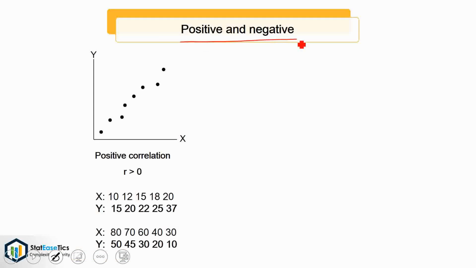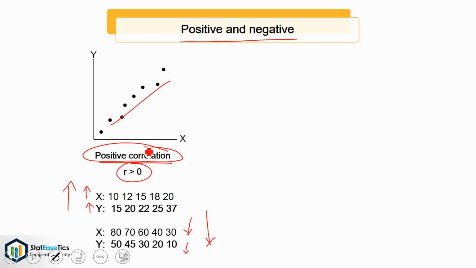Let's see positive and negative correlation. Here in the graph you can see that there is positive correlation and r is greater than 0. We can notice that here variable x is increasing and simultaneously variable y is also increasing. Whereas in the second example, variable x is decreasing and simultaneously variable y is also decreasing. Thus, if both the variables are either increasing or decreasing in the same direction, then it constitutes the example of positive correlation.